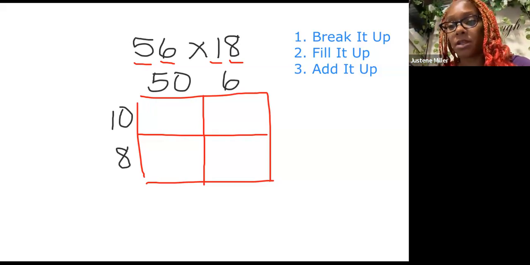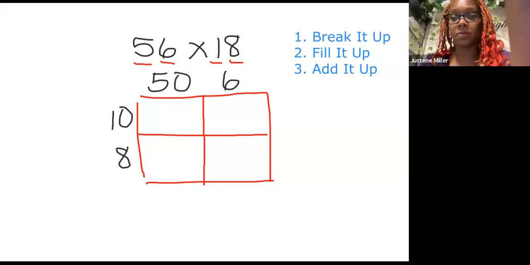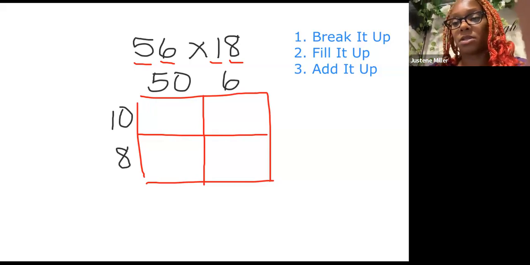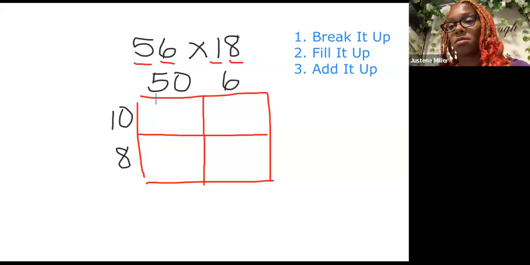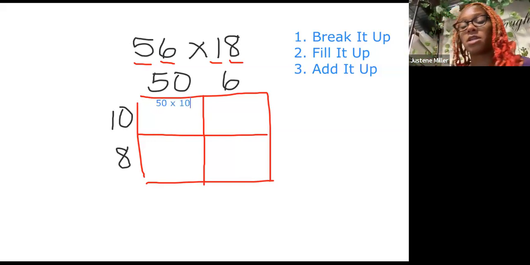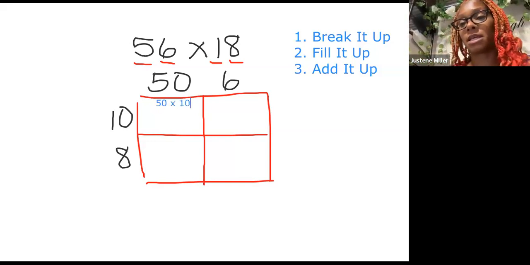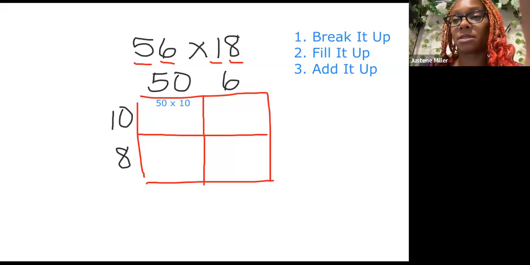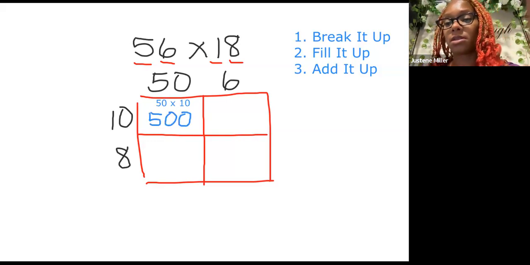Next step, fill it up. So let's fill it up all together. In this box, I am going to be doing 50 times 10. And if you need to write it in there for the first couple of times, that's a-okay. So we got 50 times 10. 50 times 10 is 500. Nice. How many of you got that out there?